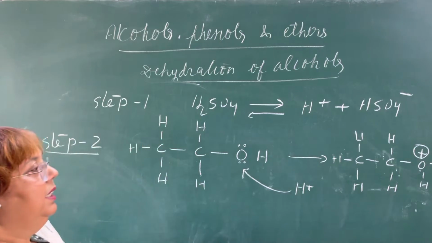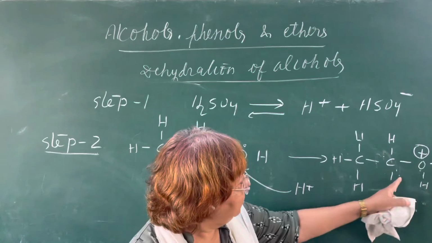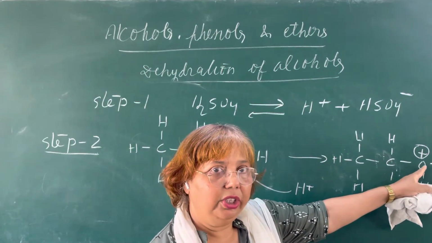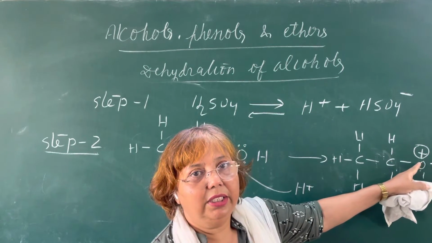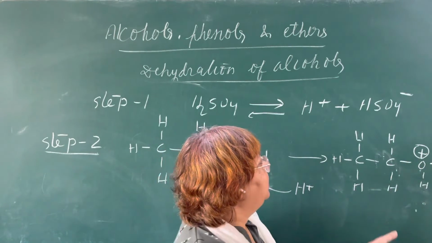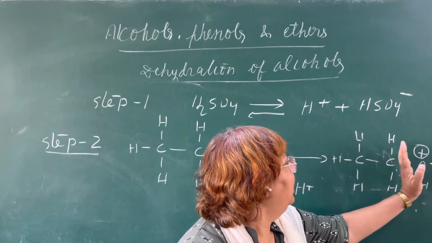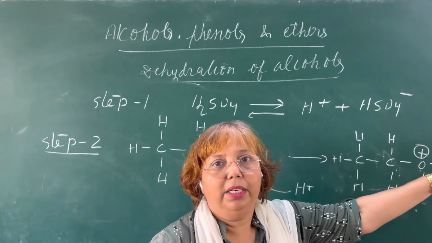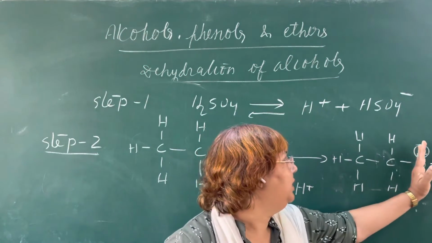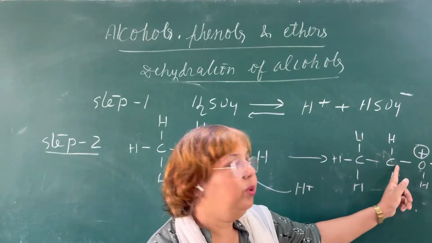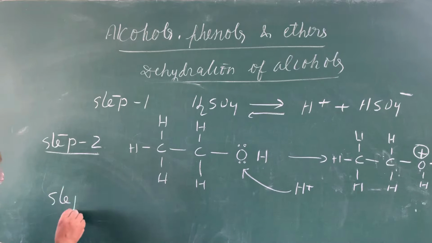Now step 3. Step 3 is the generation of a carbocation. Now let me tell you, the oxygen is highly electronegative, you know it very well, and at the same time it develops a positive charge. So what happens? It draws the electron between carbon and oxygen towards itself and gets released from the protonated alcohol in form of H2O. H2O is lost in this step, resulting into a carbocation. So step 3 is the generation of carbocation, formation of carbocation.